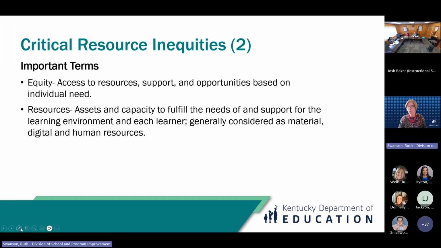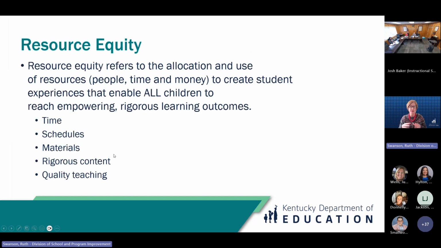And if we put those two together, we come up with this idea that resource equity refers to the allocation and use of resources, which can include people, time, and money, to really create student experiences that enable all children to reach those learning outcomes. And so we're talking about things like time, schedules, the actual instructional materials, rigorous content, and quality teaching.